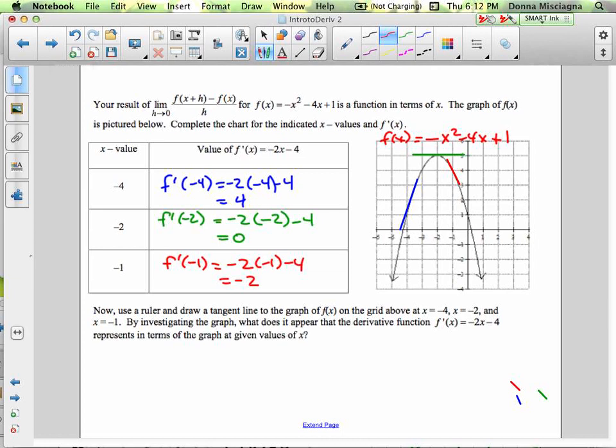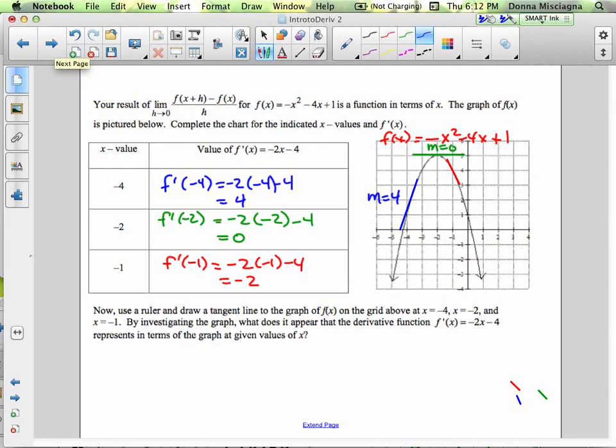All right, so you notice that when we plugged in negative 2 into the equation for the derivative, we got 0. And if you look at negative 2, the tangent line is horizontal. It has a slope of 0. If we look at the result when we plugged in negative 4 into the equation for the derivative, we got a positive value. And notice it looks very much like the slope of that tangent line.